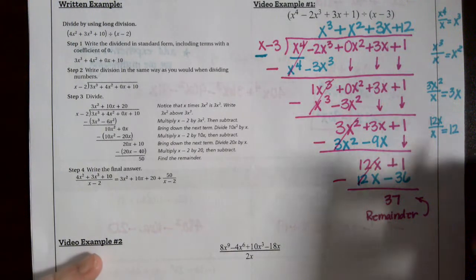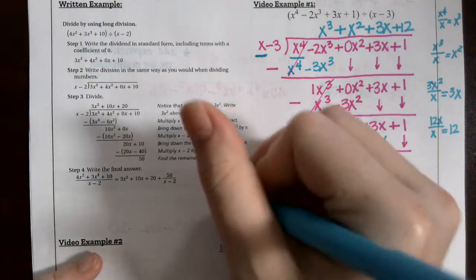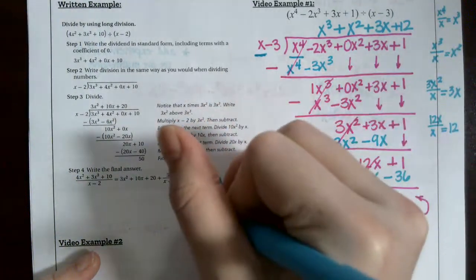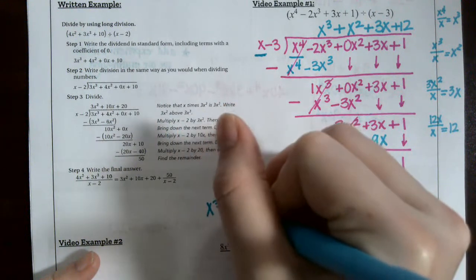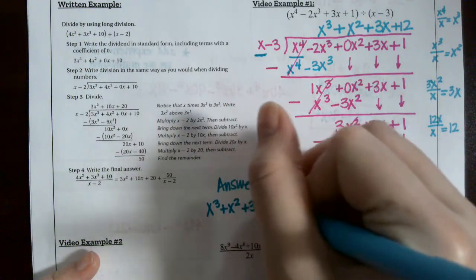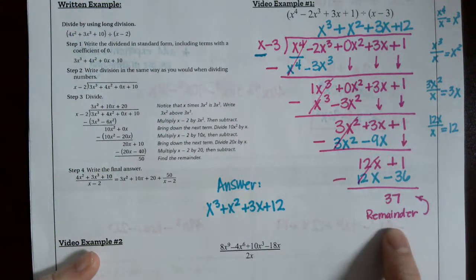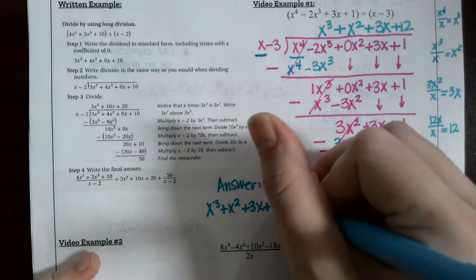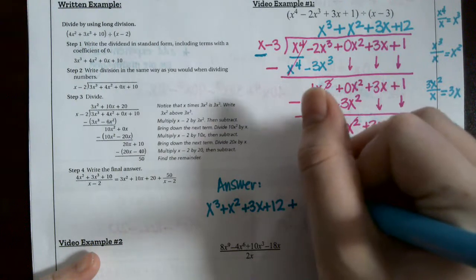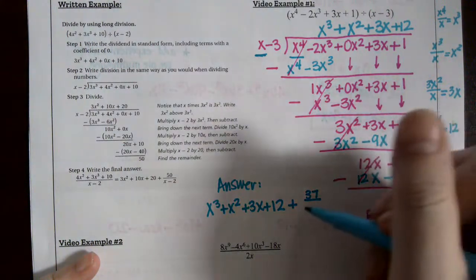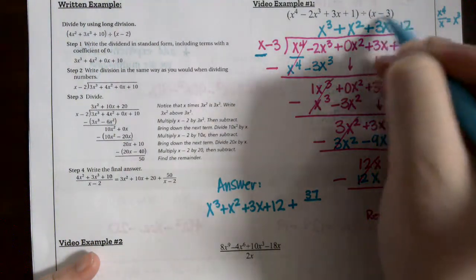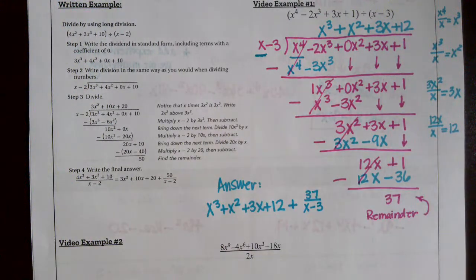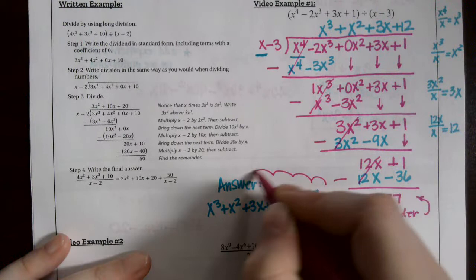So this is how we write it. This first part stays the same. So my answer, x to the third plus x squared plus 3x plus 12. And then the remainder you turn into a fraction. So since this is a positive 37, I'm going to do plus 37 on top. And on the bottom is what you are dividing by. So that x minus 3. And this is my solution.